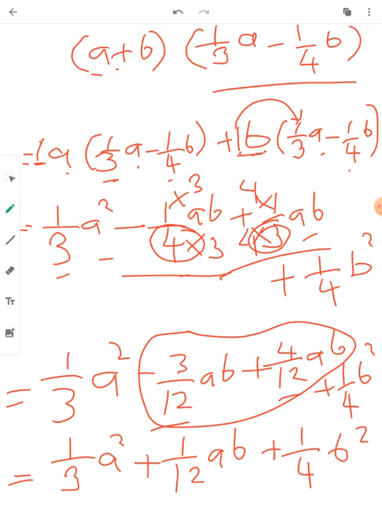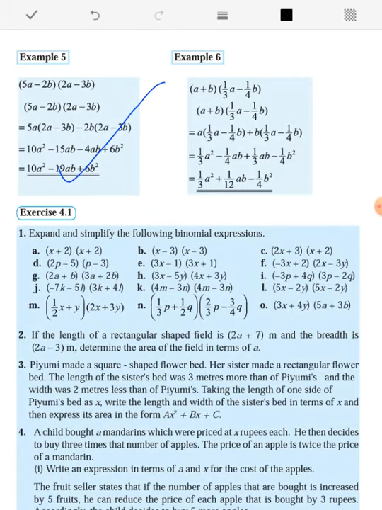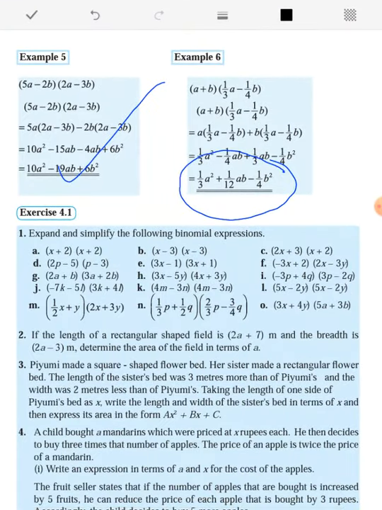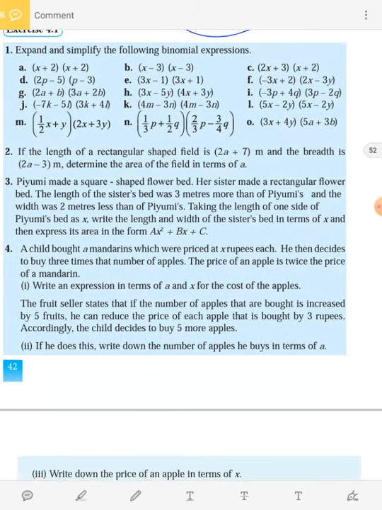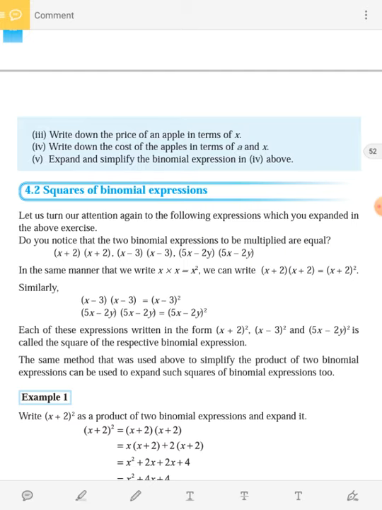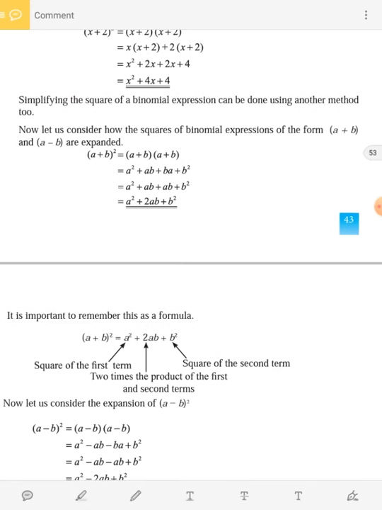So hope this one is clear to you all. Let's go back to the question and see. Yeah, so the same answer you have got, isn't it? So you may try exercise 4.1. If you have any doubt, you can comment it, you can try it. So next class we can learn about squares of binomial expressions. Yeah, this one also easy.